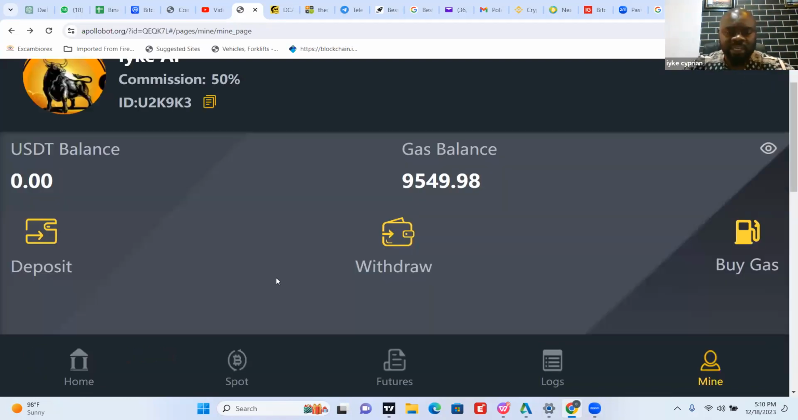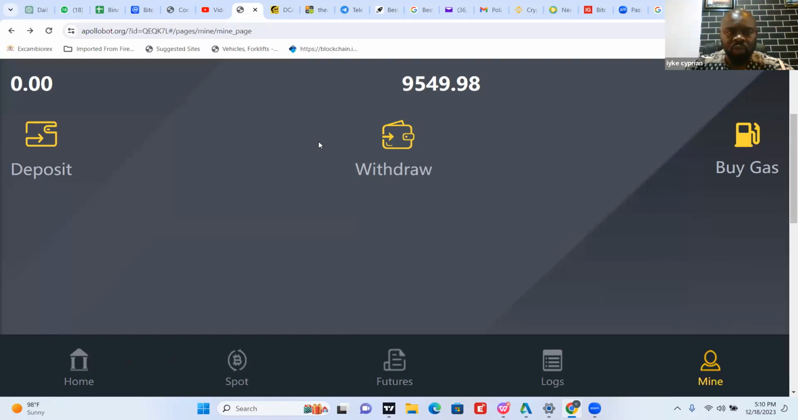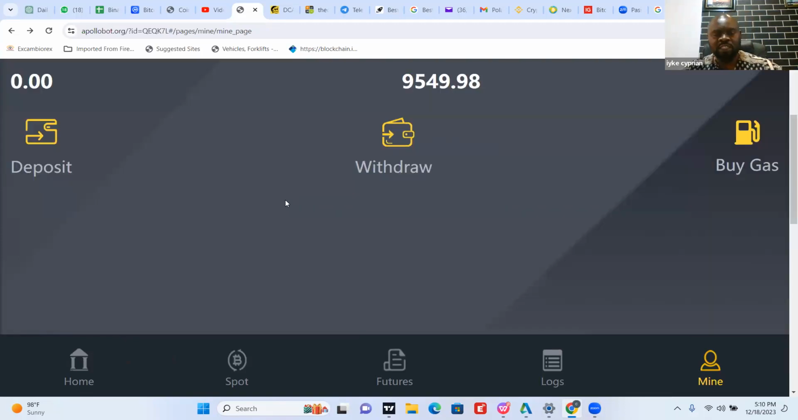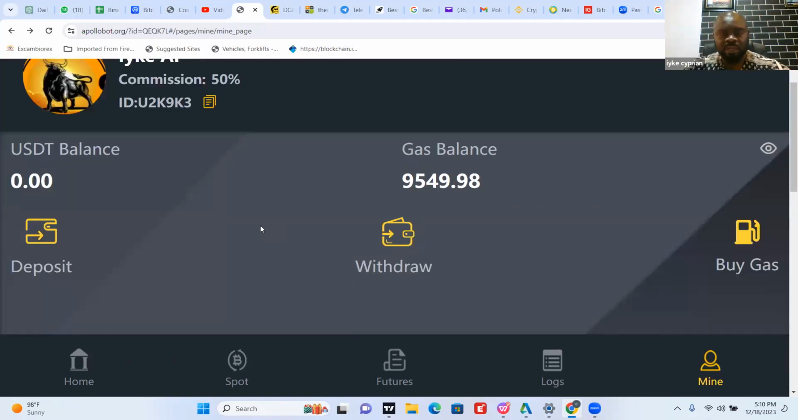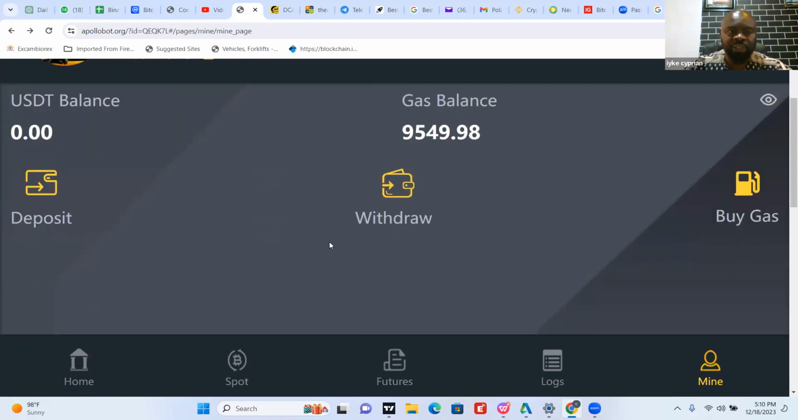So what's the next thing you have? We've taken you through downloading the bots, selecting your exchange, binding the robot to your exchange, then putting in the gas. So the next thing is to start up a trade. Starting up a trade in Apollo, you need a minimum of $100. There is a chart to that effect.